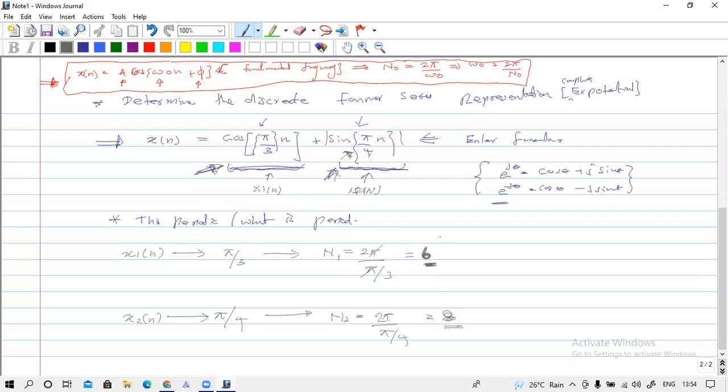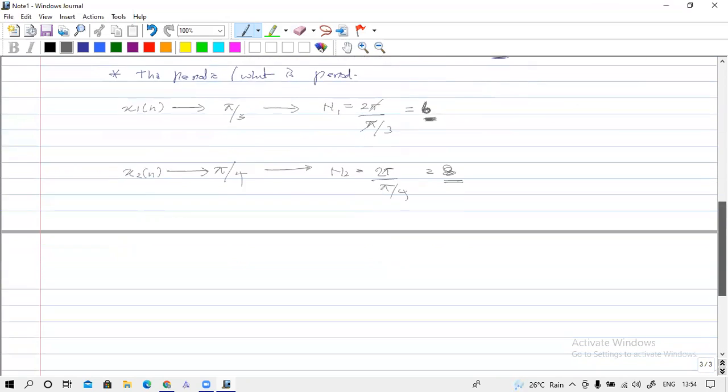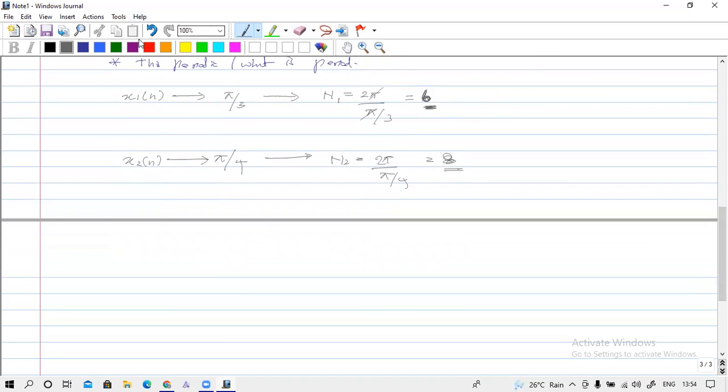So can you remember how to find the composite signal's period? Can anyone tell? What do we have to get? What do we have to check?